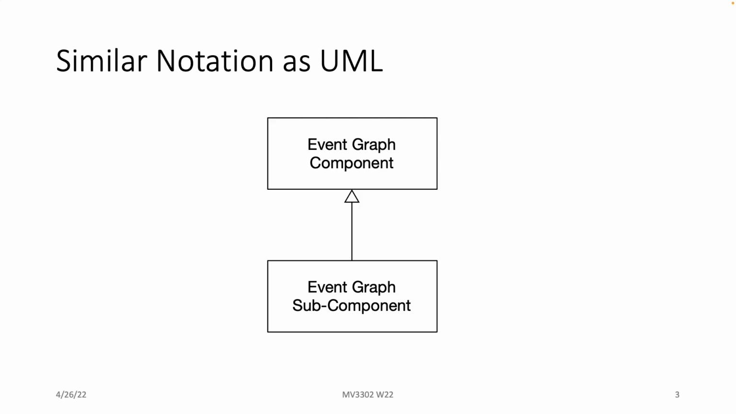And to represent that, we have a similar notation as with UML. If I have a superclass, I put it in a box, and then a subclass in a box, and then we have this kind of open arrow. In this case, if I have an event graph component and I want to write a subcomponent of that, then I represent it this way. And we'll see some examples of that.